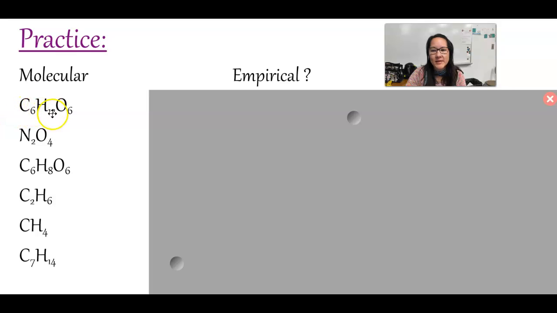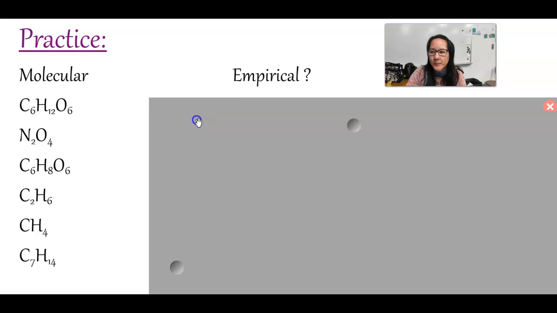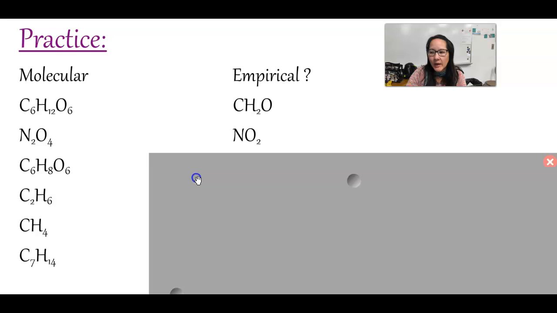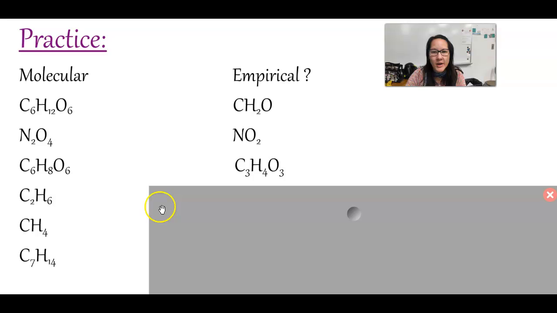If I have C6H12O6, then the empirical formula would be, I want to reduce my subscripts to the lowest possible amount to get the empirical formula. So 6, 12, and 6 could be reduced to 1, 2, and 1. So it would be C1H2O1, or just CH2O. In N2O4, I can reduce 2 and 4 to 1 and 2. So this would be NO2. For 6, 8, 6, well, these are all divisible by 2, so I could reduce this to 3, 4, 3. So C3H4O3.